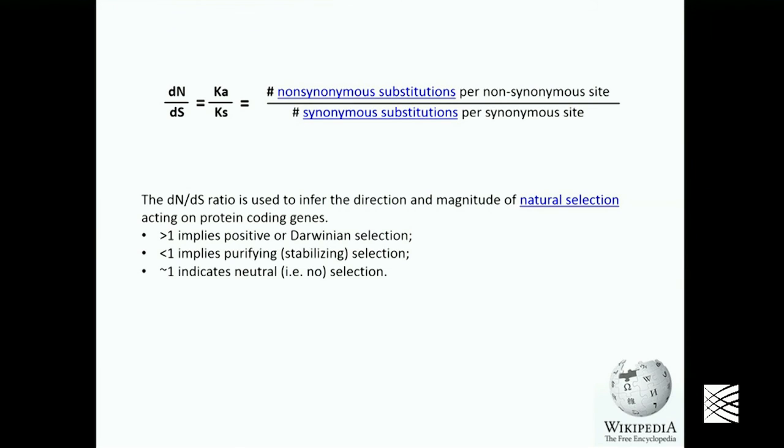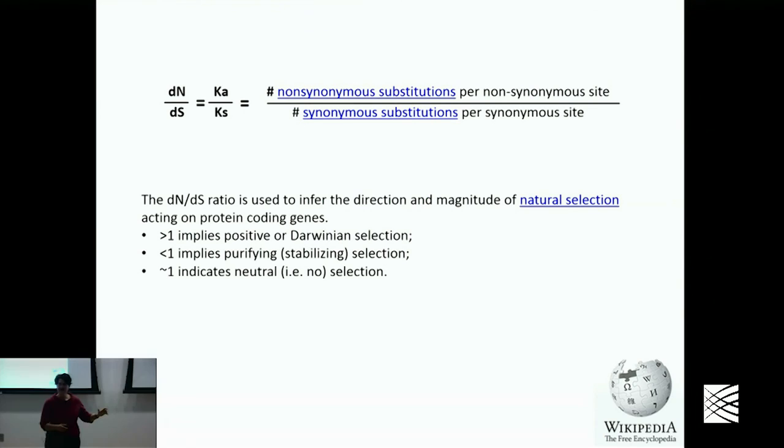Tests for positive selection are often based on this very simple notion of DNDS, also called KAKS, which is how many protein-altering mutations there are compared to how many synonymous mutations. So if you change a nucleotide in the coding region that doesn't change the protein, those should probably be neutral. But if they're protein-altering, that may be a sign of either positive or negative selection.